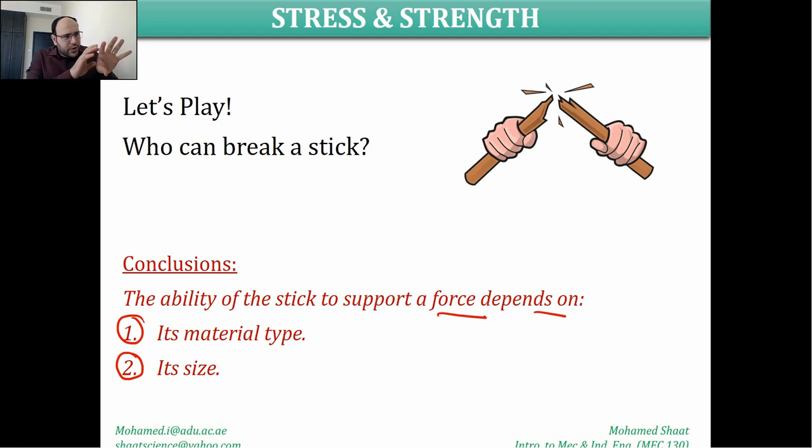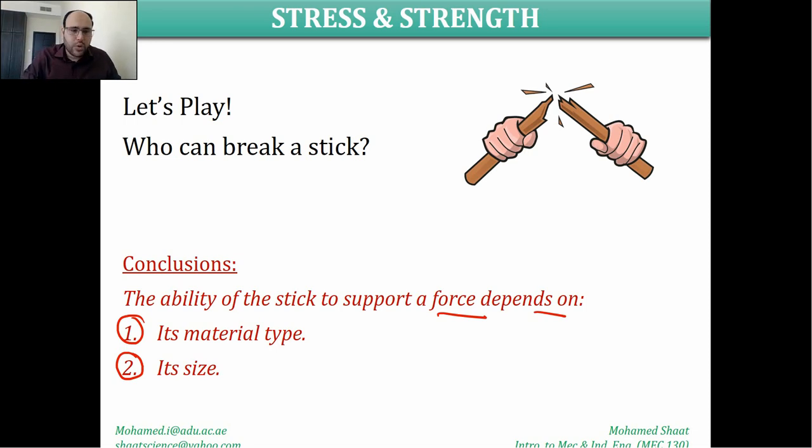How about if I replace this stick with steel? You will not be able to break it. Why? Because steel is a strong material. So as we use a stronger material, we are giving more potential to this part to support stresses or forces. Also, as we increase the diameter, we are giving more potential to this part, or this stick or bar, to support more forces.